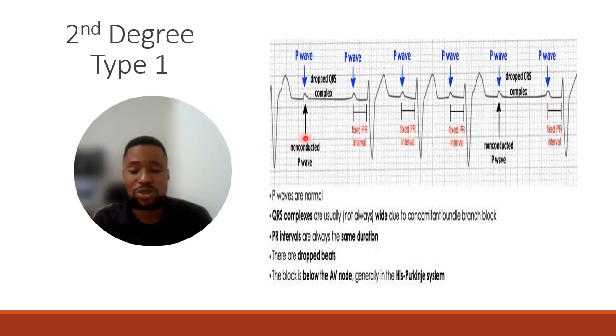Now, the difference between second degree heart block type 1 and type 2 is that the block is actually above the AV node for type 1. But for type 2, the block is below the AV node. So type 2 is more dangerous than type 1 because below the AV node is your ventricle. So it's more dangerous at that end.